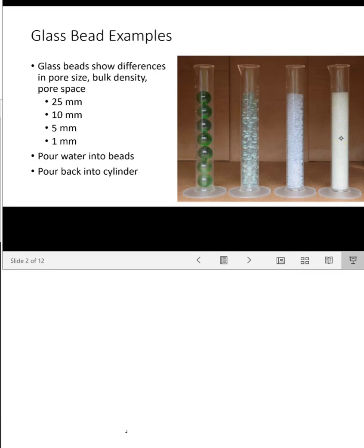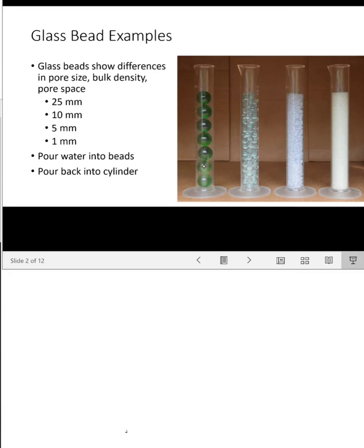We're going to take water and pour it into these cylinders. These cylinders each have 100 milliliters of beads in them. So we know a total volume. We're going to take 100 milliliters of water in a graduated cylinder and see how much these cylinders will hold with these different sizes of beads. We're going to weigh those as well.